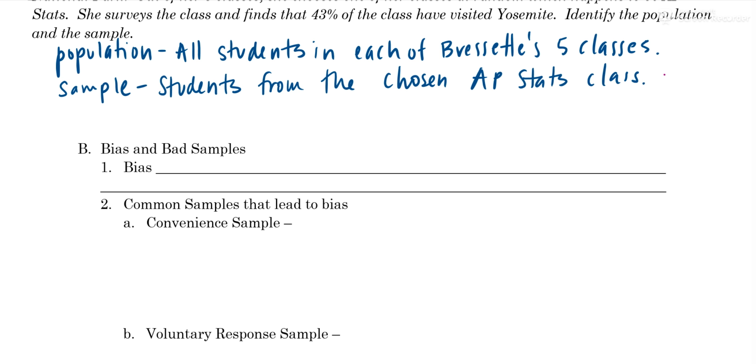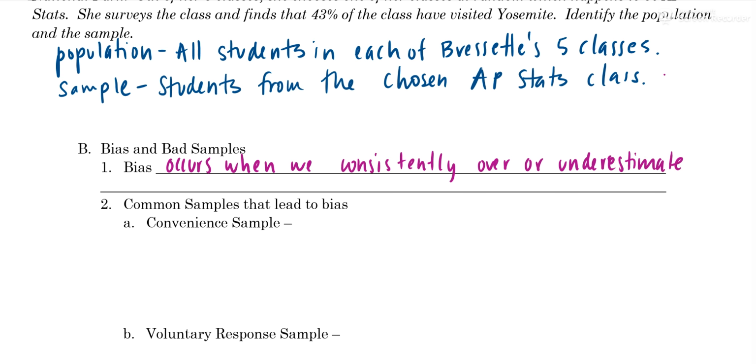And that specific idea is called bias. Bias is when we consistently over or underestimate a certain value that we're trying to figure out. Okay, so bias occurs when we consistently over or underestimate a value of interest for a population.